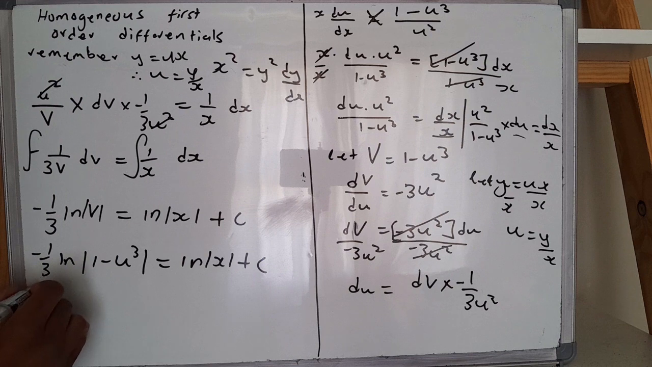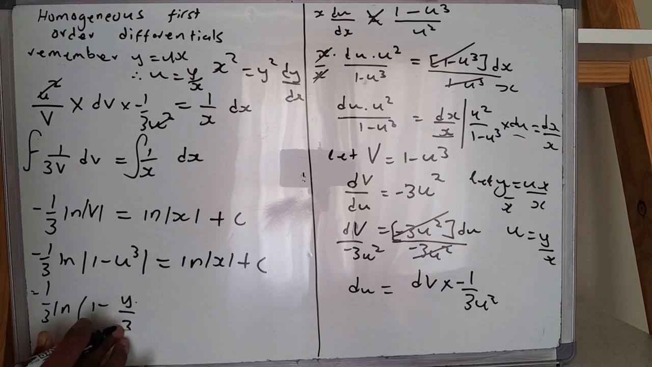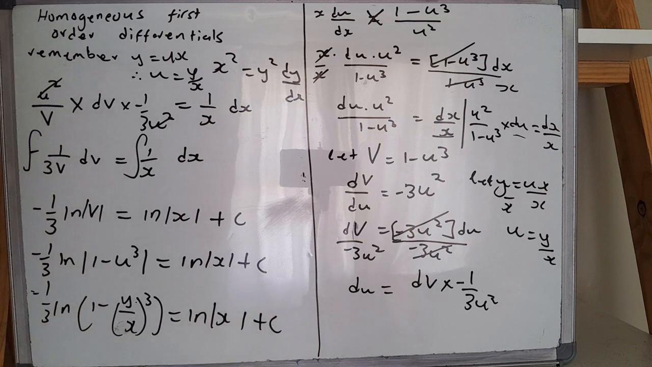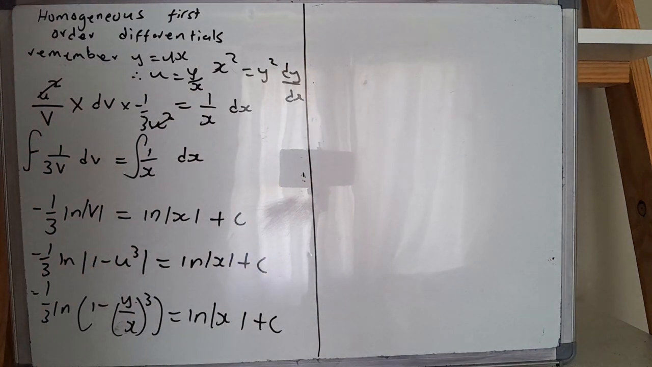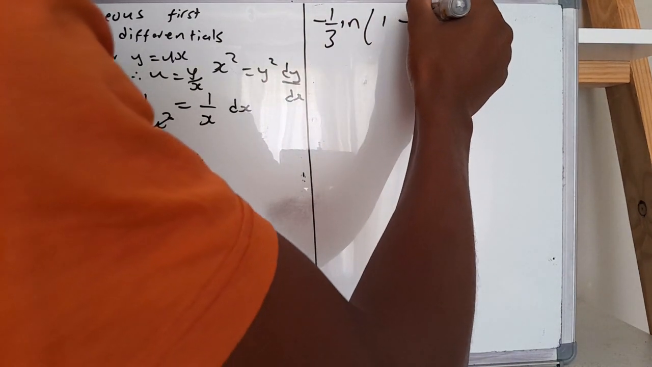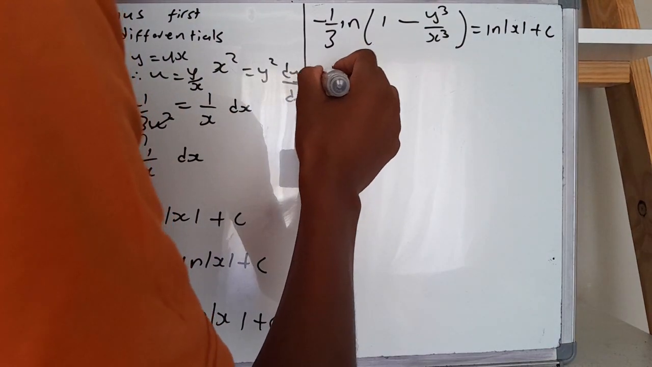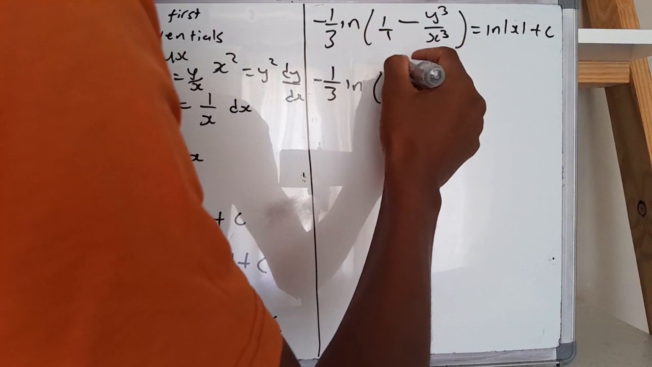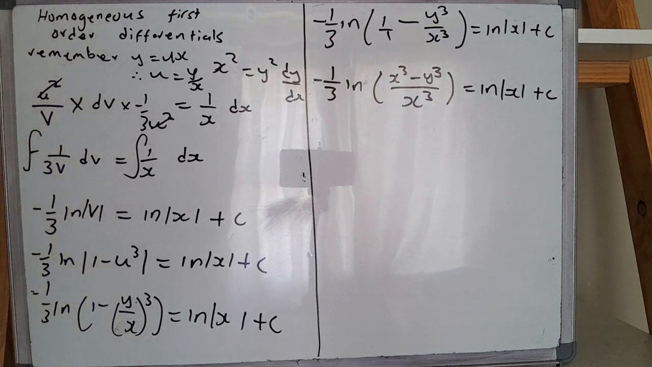Substitute back here, I'll have negative 1 over 3 ln of 1 minus, instead of u, y over x, all to the power 3, which is equal to ln of x plus c. Then I'm not done. I need to simplify that part. When I simplify this, I'll have negative 1 over 3 ln of 1 minus y cubed over x cubed is equal to ln of x plus c, which is negative 1 over 3 ln of x cubed minus y cubed over x cubed, with x cubed as my lowest common multiple, is equal to ln of x plus c. Then this is my general solution.